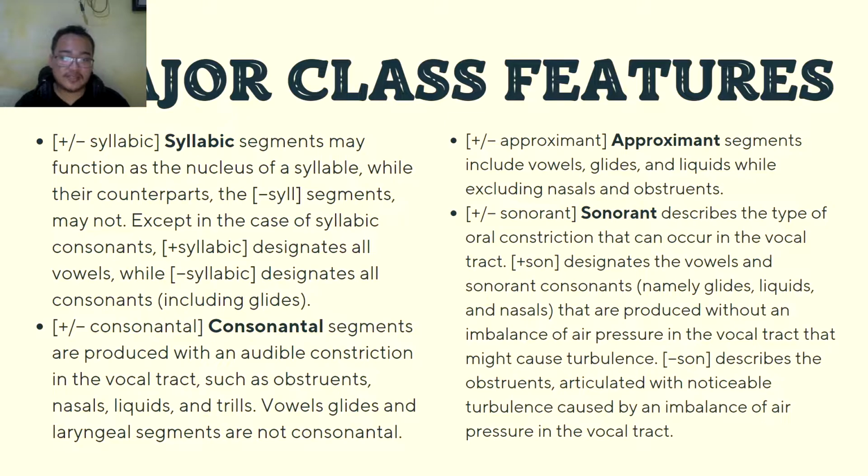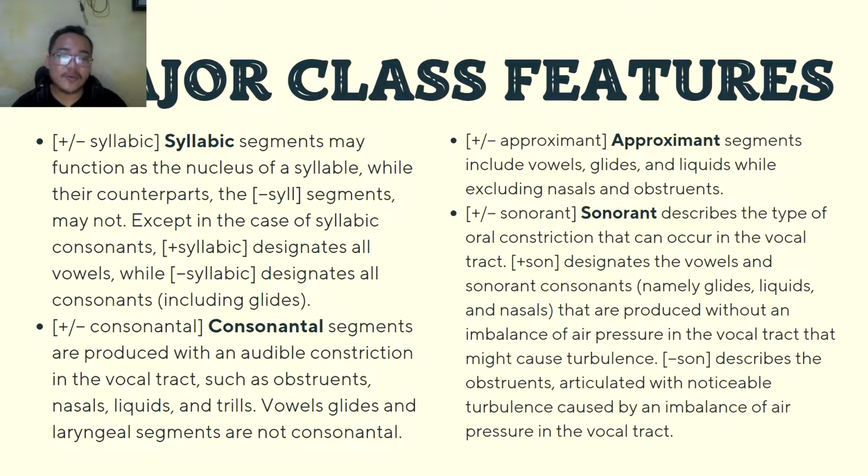The second one is the consonantal. Consonantal are produced with an audible constriction in the vocal tract, such as obstruent, nasals, liquids, and trills. Vowels, glides, and laryngeal segments are not consonantal. The third one is the approximant. Approximant includes vowels, glides, and liquids, while excluding nasals and obstruent.